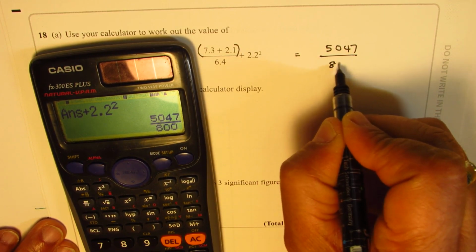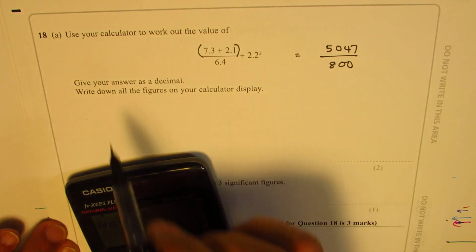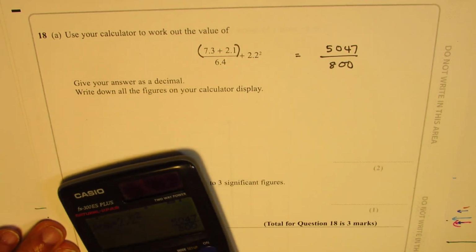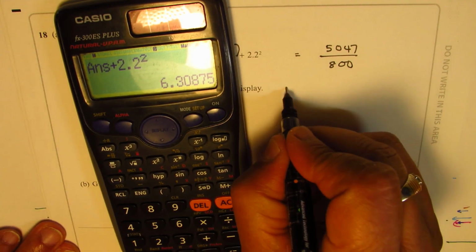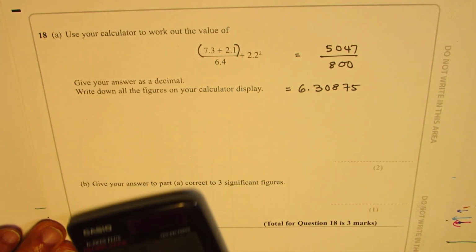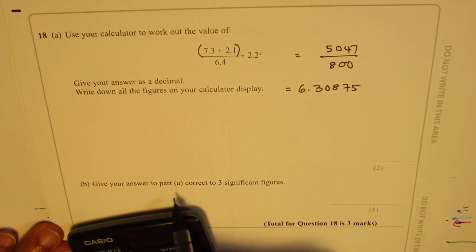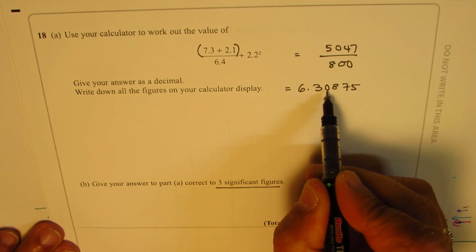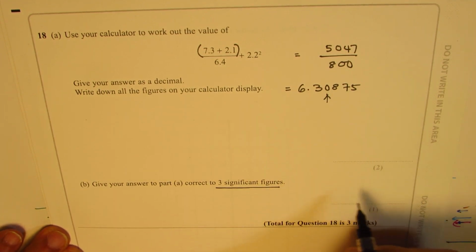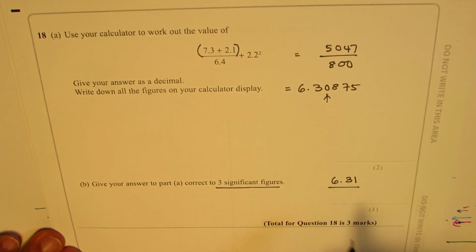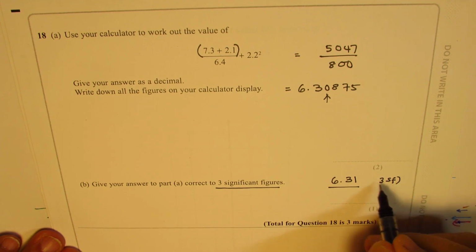And you get one answer which is 5047 divided by 800, correct? Give your answer as a decimal. Write down all the figures on your calculator display. So let's put it in decimals as equal to 6.30875. Now it says give your answer to part A correct to 3 significant figures. When we say 3 significant figures, then we have to round it in this case to the hundredths place. So we get this as 6.31. Is that clear to you? This is to 3 significant figures.